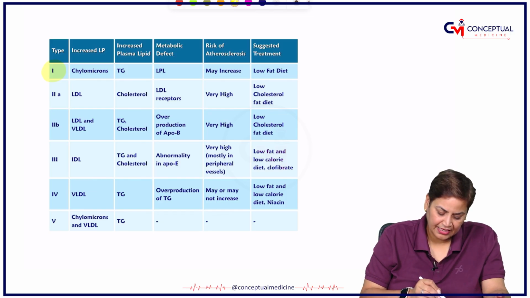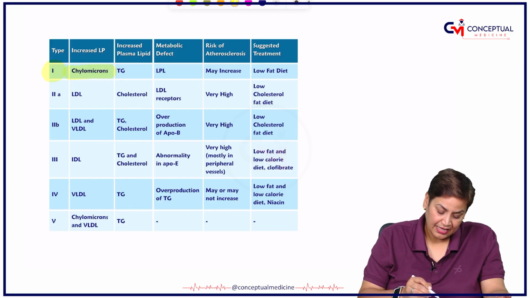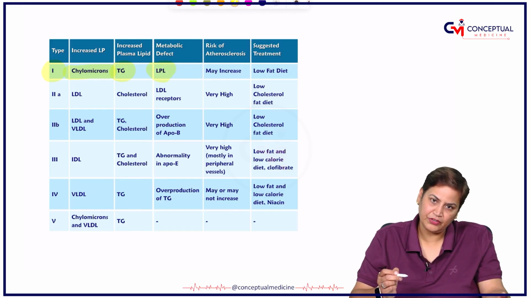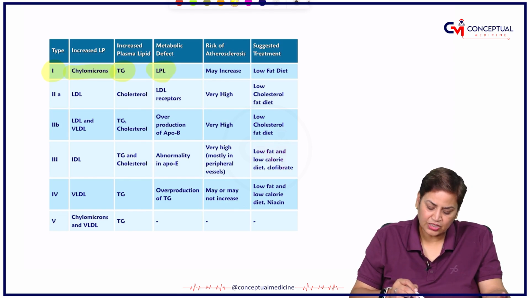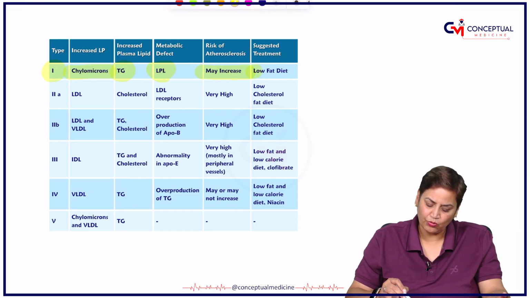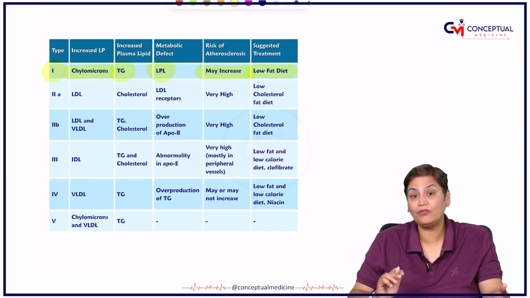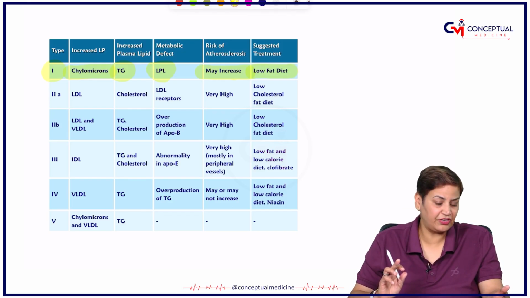Type 1 has increased lipoprotein, mainly chylomicron, then VLDL. Increased plasma lipid, that's what I told you, there is a difference, TGs are there. Why? Because LPL is deficient. Risk of atherosclerosis may increase but very rare. So what is the treatment? Low fat diet, because chylomicrons are responsible for the transport of exogenous or the dietary TGs.